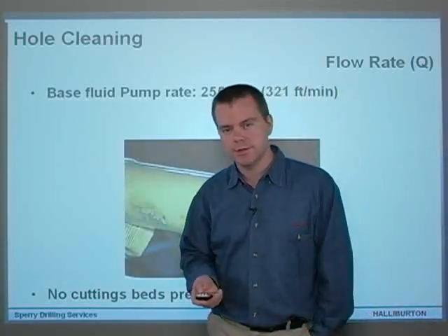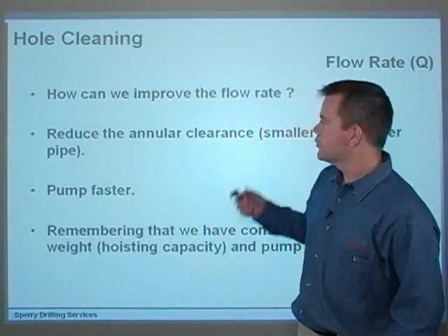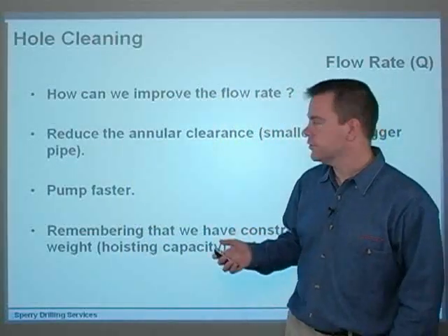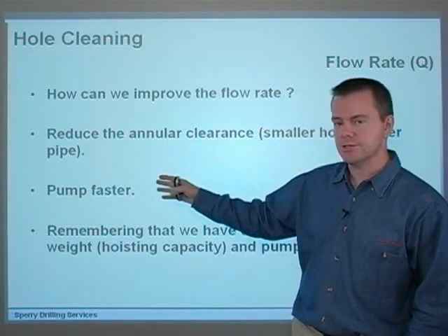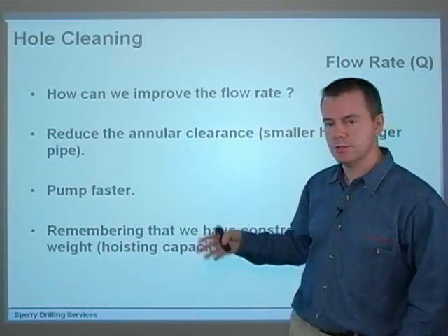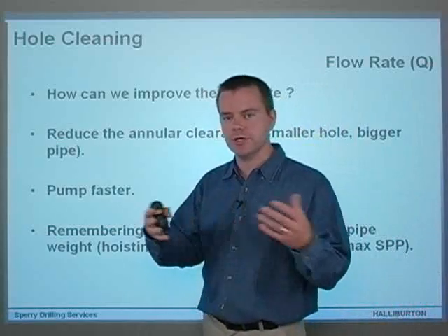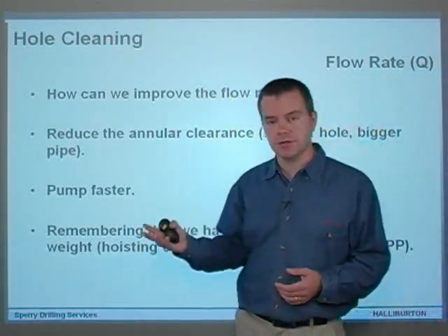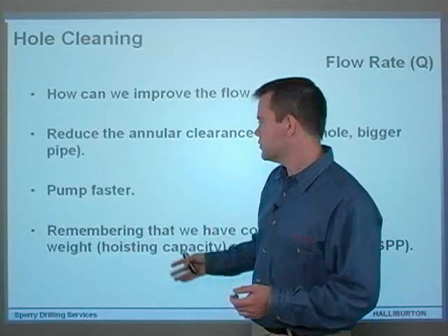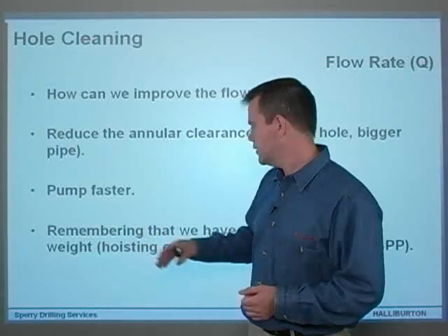Okay, how can we actually improve the flow rate? Well, simply put, we can either reduce the annular clearance or we can pump faster. Reducing the annular clearance means drilling a smaller hole or putting bigger pipe into the same size hole. Now we've got to remember that we've got certain constraints on the pipe weight. So we put in larger pipe.